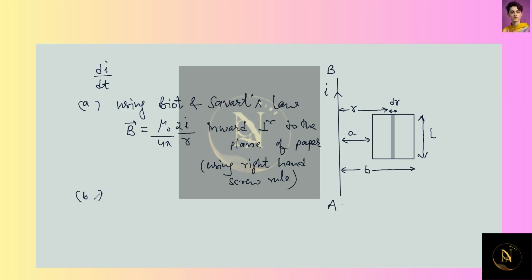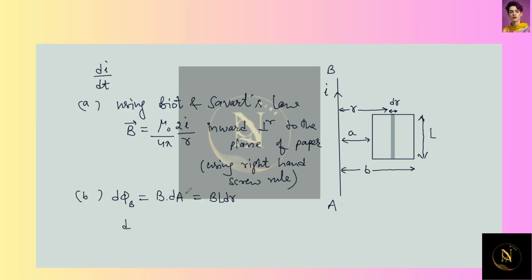Now, in the second part of the problem, we have to find the small flux through the narrow shaded strip. This small flux will be the magnetic field B, which we just found in the first part, multiplied by the area of this thin strip dA. The area of the strip will be length into width, where length is L and width is dr. This is the answer for the second part of the problem, the small magnetic flux.